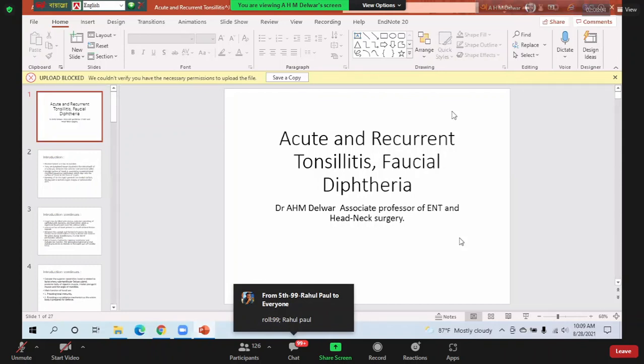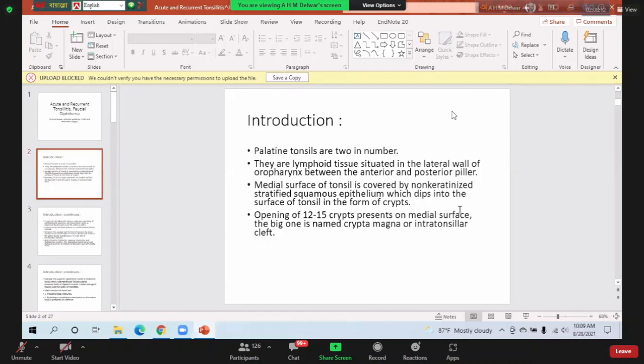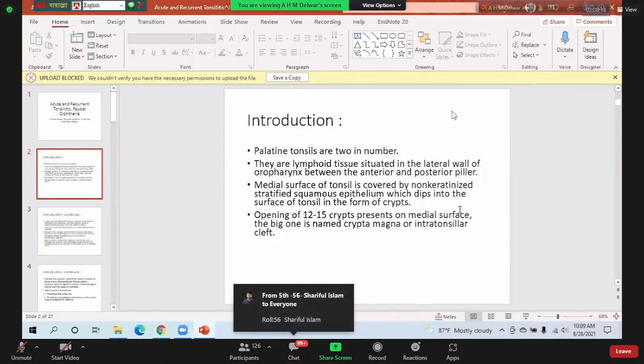So I go to the second slide. What is the second slide? Introduction. You know that there are so many tonsils in our throat, pharynx, and throat.